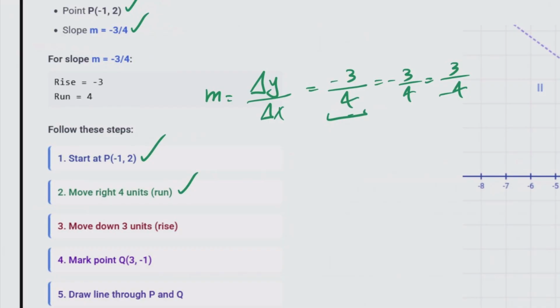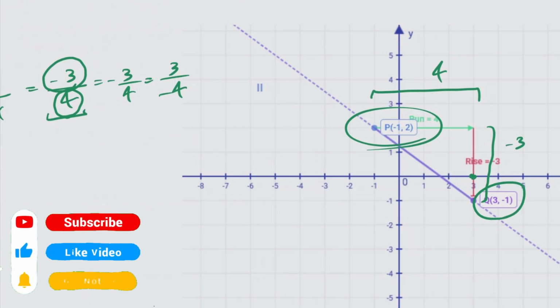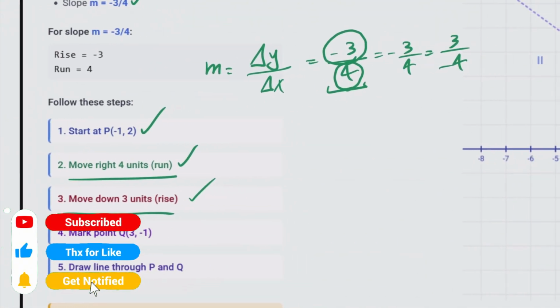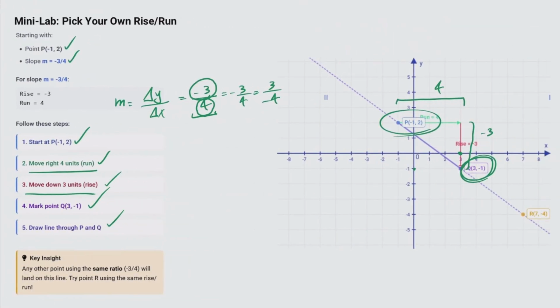So we assume that we are talking about this. It means that if I move to the right with 4 units, I have to move down with -3, or 3 units. So I will find a point. At this point, my point is going to be (3, -1). So right now I have my 2 points, and I can draw the line through the first point and the second point itself.